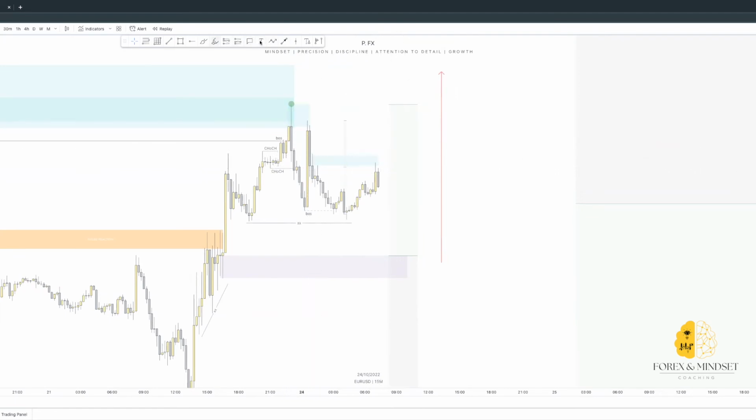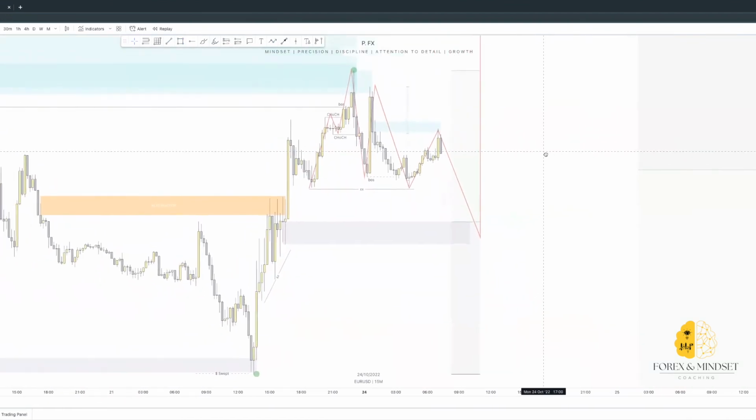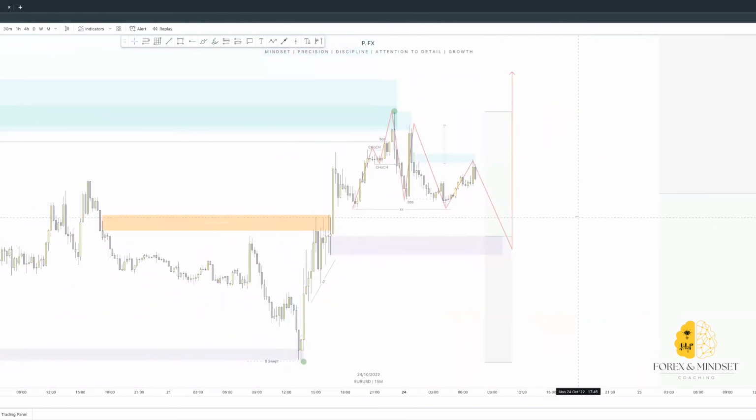So now at the moment we are looking for the price to do precisely what we said we want it to do and move to the downside before it moves to the upside. So this is kind of our plan and how we are looking for the price to move. Okay, so actually what I'm going to do is just do this.